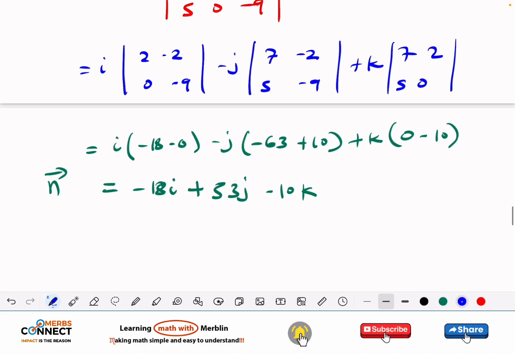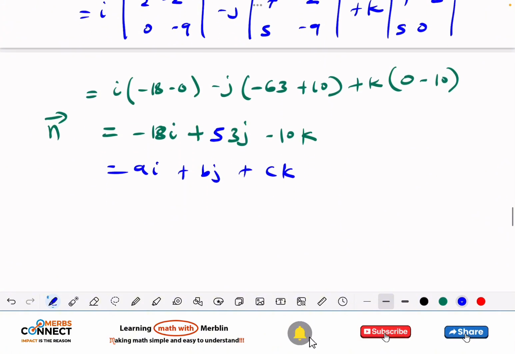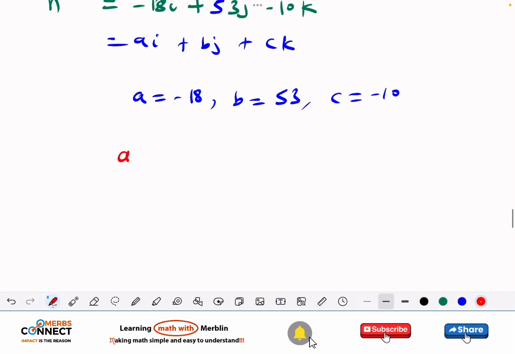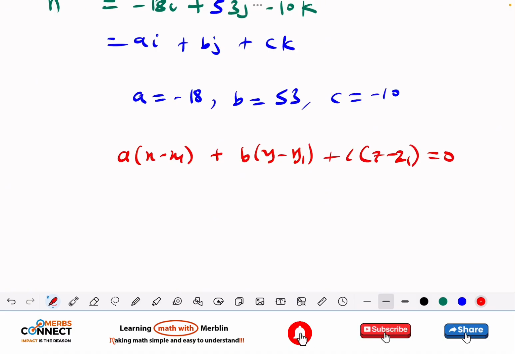So when you compare to ai plus bj plus ck, then a is equal to minus 18, b is equal to 53, and c is equal to minus 10. So now we can just put it inside the formula. So the formula is a(x minus x1) plus b(y minus y1) plus c(z minus z1) is equal to 0.